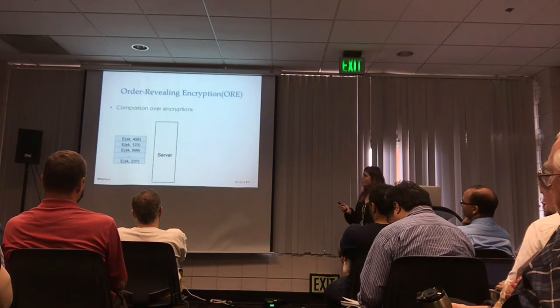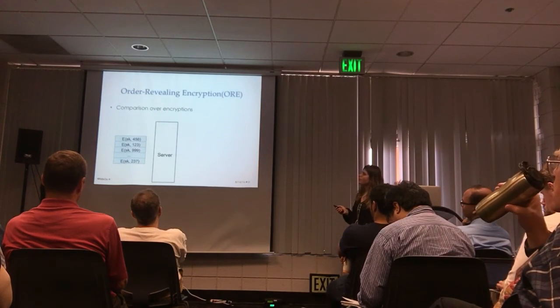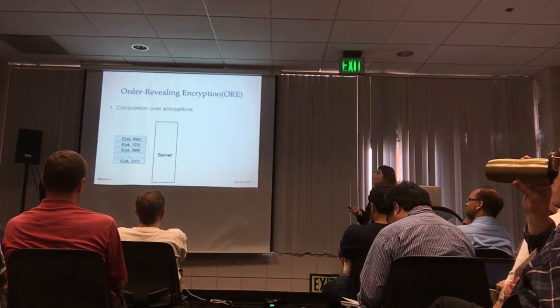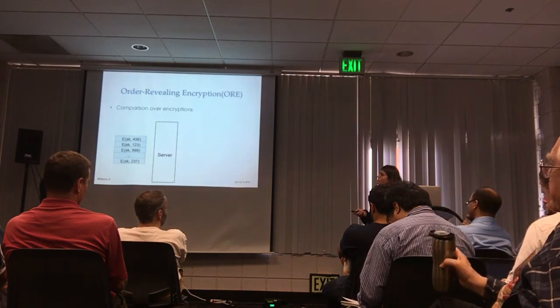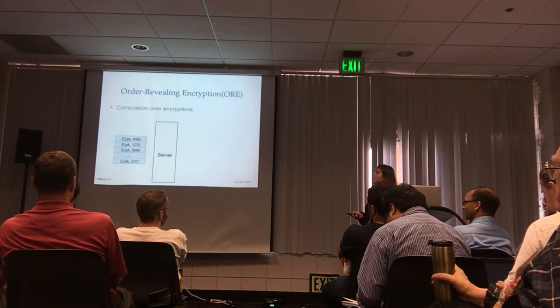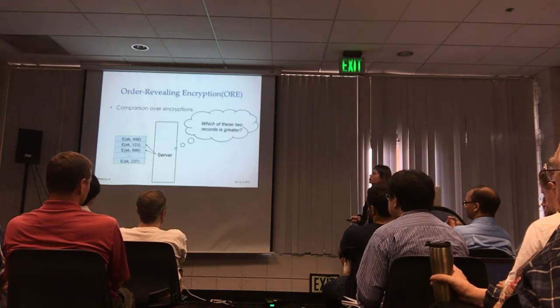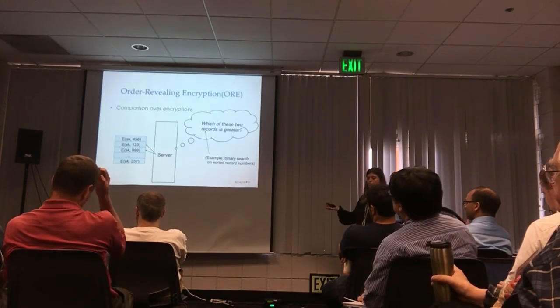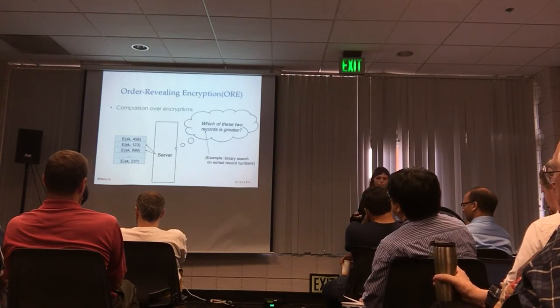So one useful instantiation of this kind of multi-input functional encryption is called order revealing encryption. The idea here is that you want to be able to perform comparisons on ciphertexts. So you want to be able to basically sort. If you're given a number of encryptions, you want to be able to sort them.